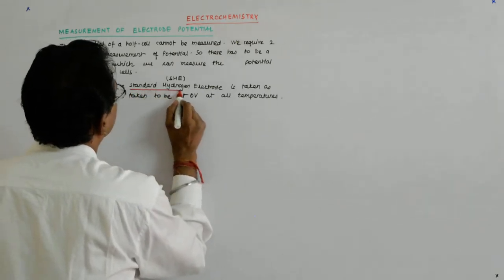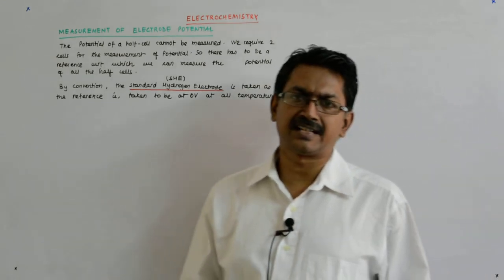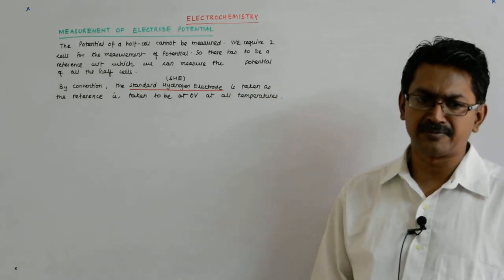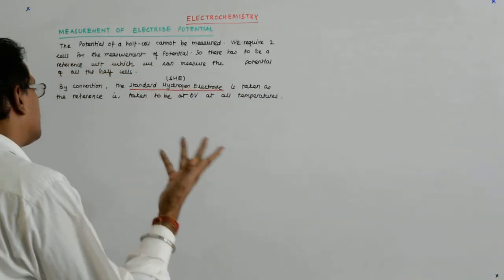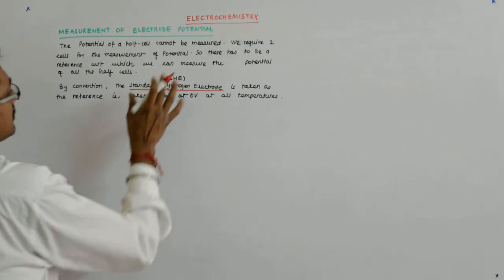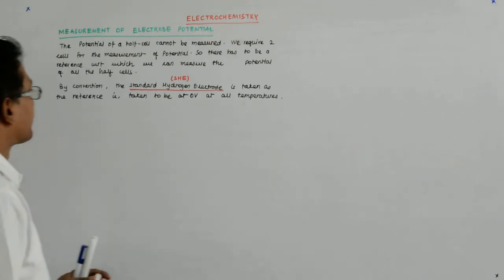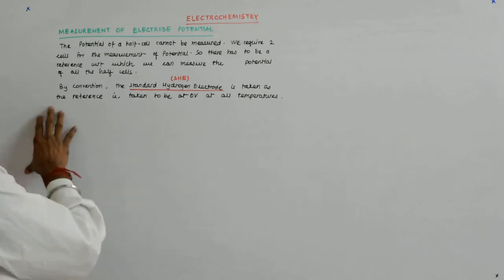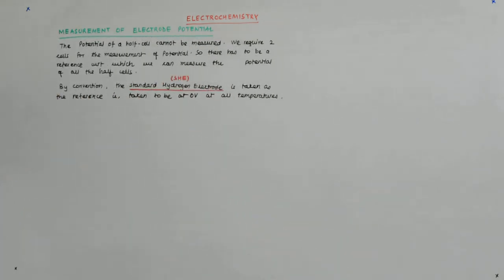However, it is a stable kind of thing which does not change with temperature. That is one of the reasons. But it is not to say that this is the only standard electrode that is used. There are standard calomel electrodes. There are at least 4 or 5 different kinds of standards that have been built. So it is not that someone suddenly landed on this. It is normally called SHE, standard hydrogen electrode, and its voltage is taken as 0 volt at all temperatures.